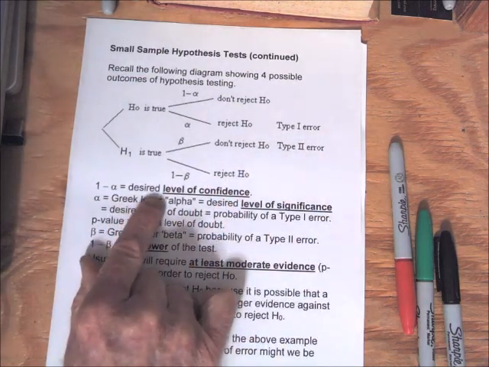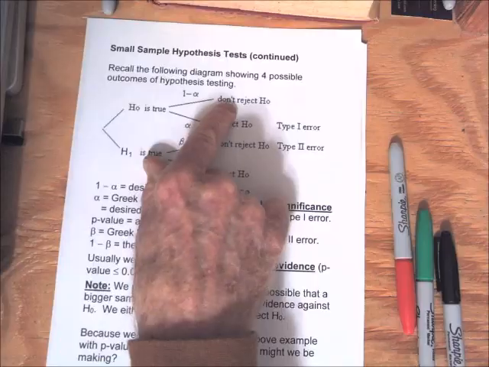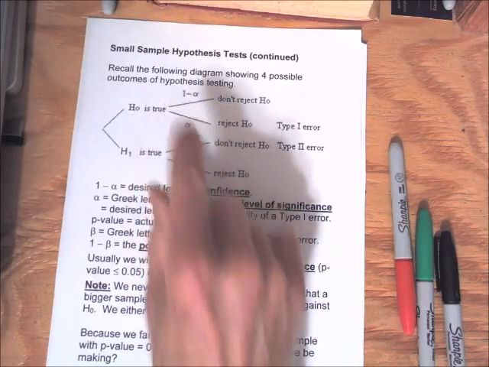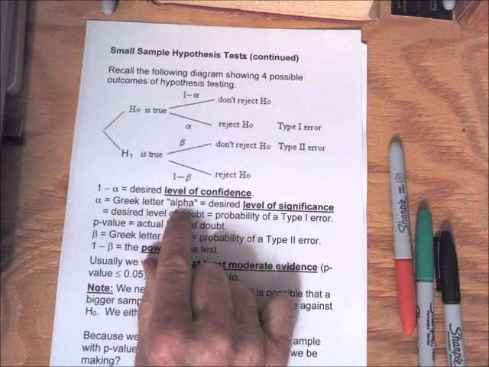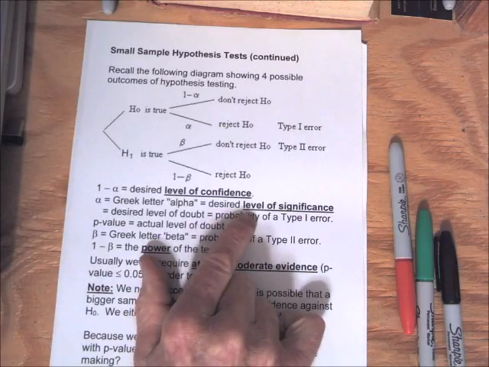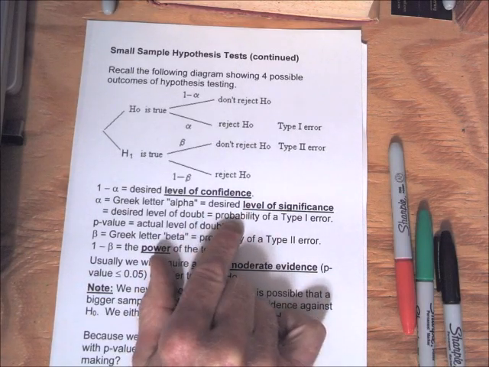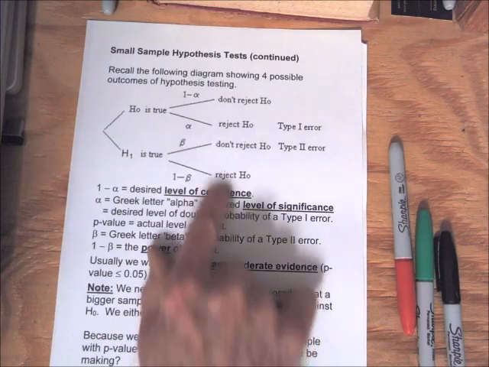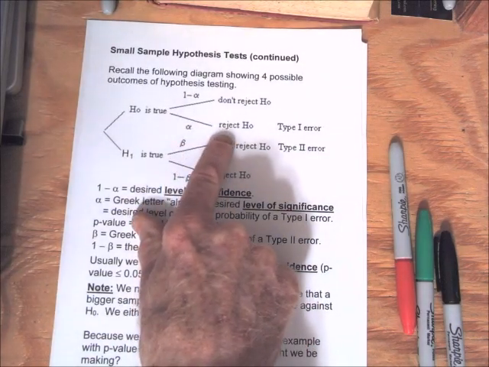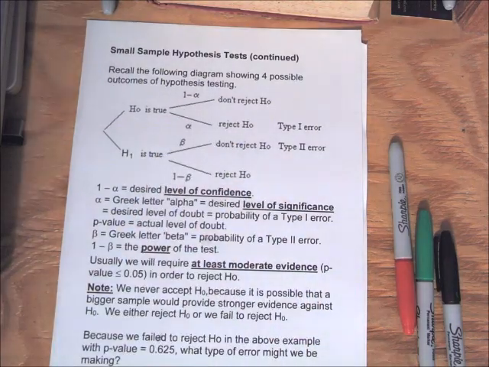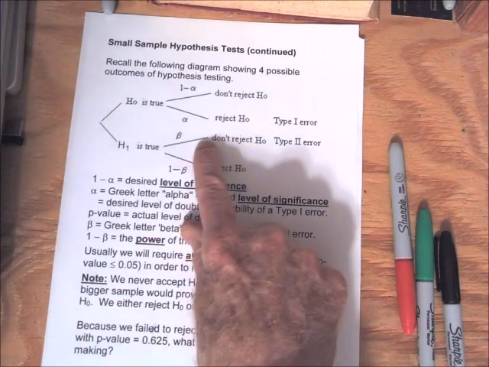1 minus alpha is our desired level of confidence. That's the probability we don't reject H naught if H naught is true. Alpha, the Greek letter alpha, is the desired level of significance. I like to call it the desired level of doubt. It's also the probability of a type 1 error. That's listed here as the probability of rejecting H naught if H naught is true. P-value would be the actual level of doubt. And the Greek letter beta represents the probability of a type 2 error.